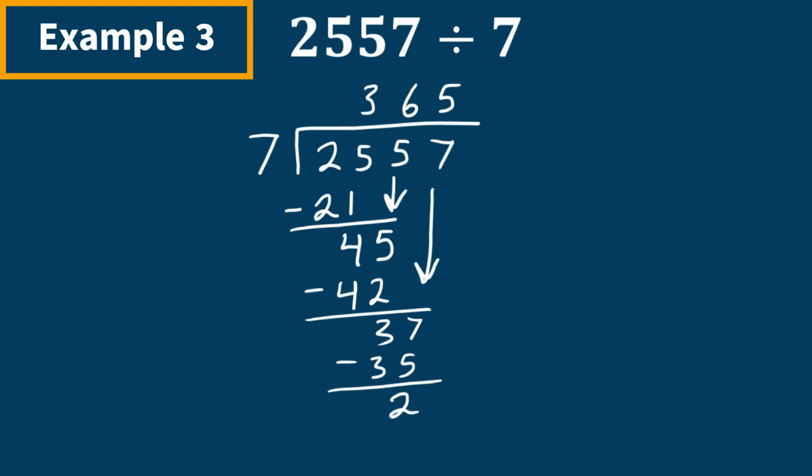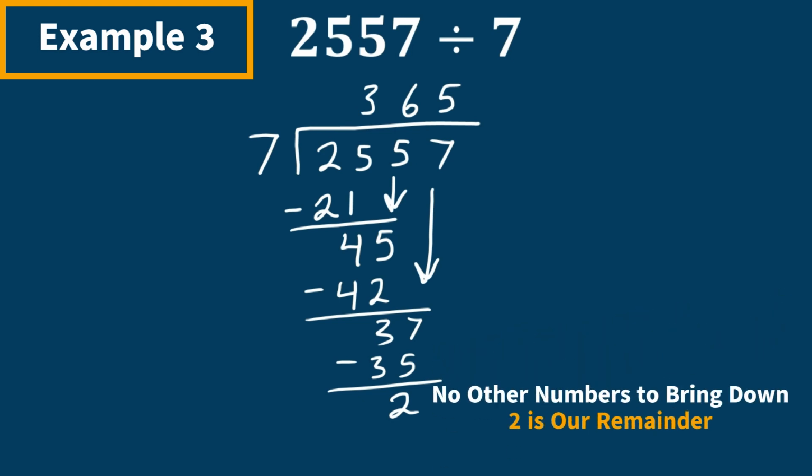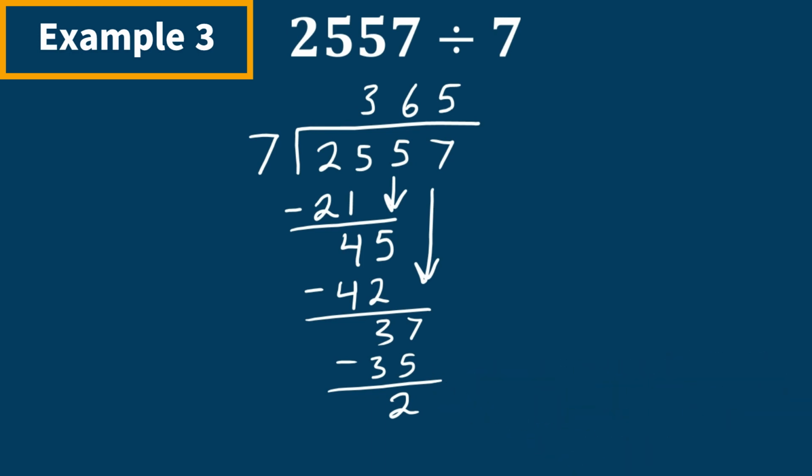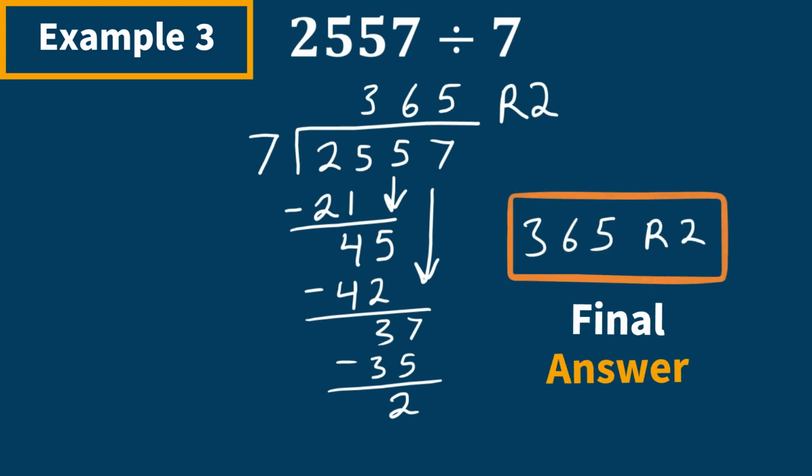Now there's no other numbers for us to bring down. Therefore, 2 is our remainder. A lot of books have it different ways. The one that I am referencing, what we do is we put R and 2. Therefore, 365 with a remainder of 2 is our final answer.